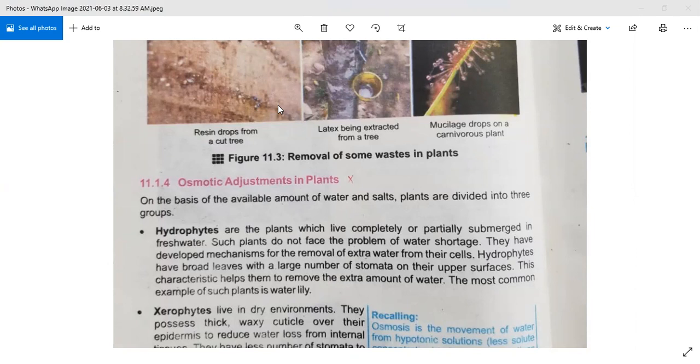Now come to the next topic. Your next point is osmotic adjustment in plants. What is osmotic adjustment in plants?